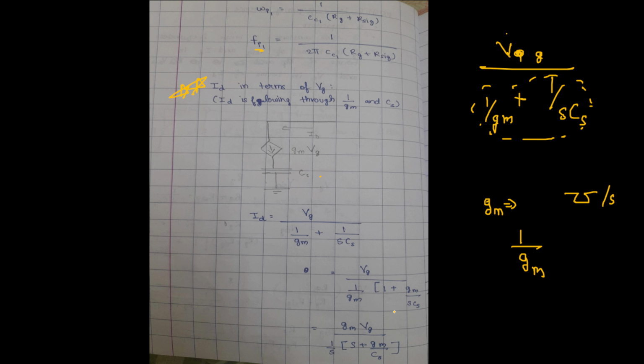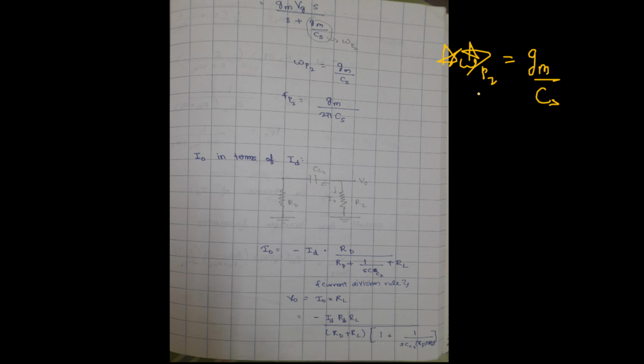So again, we need to try and get it in the form of 1 by S plus something or S by S plus something. So here we take 1 by GM outside the bracket first. That gives us GM by SCS. Again, we take S outside. That gives us S plus GM by CS, right? So this is the value of omega P1. Sorry, I mean omega P2. So we have omega P2 to be GM by CS, right?